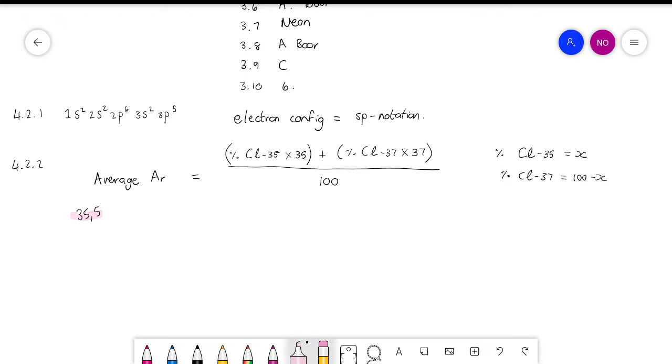Now, in the other ones that you did already, they would say, for instance, it's 40% chlorine 35, 60% chlorine 37, and then you can work from there. But this time, they give you the average mass, and you have to work backwards.